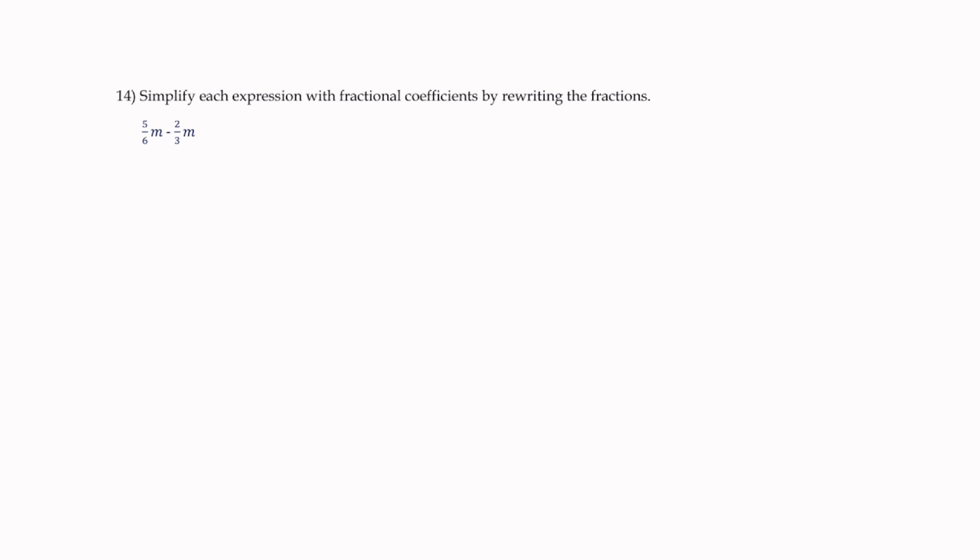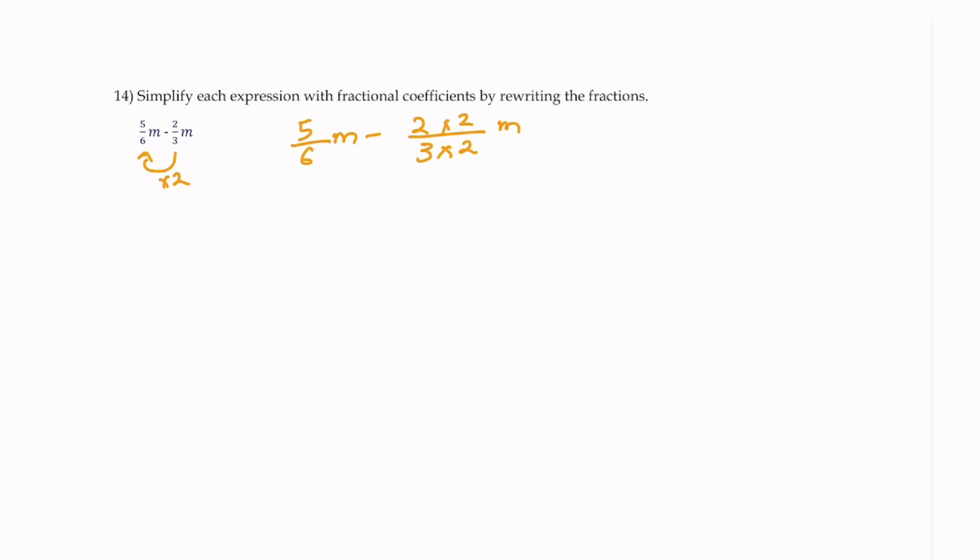Done. Next, 3 to 6 is times 2. First fraction remains as it is, minus 2 over 3 and both with 2, and that's m over there, which is equal to 5 over 6m minus 4 over 6m. That is 5 minus 4 over 6m. That's 1 over 6m. And done.